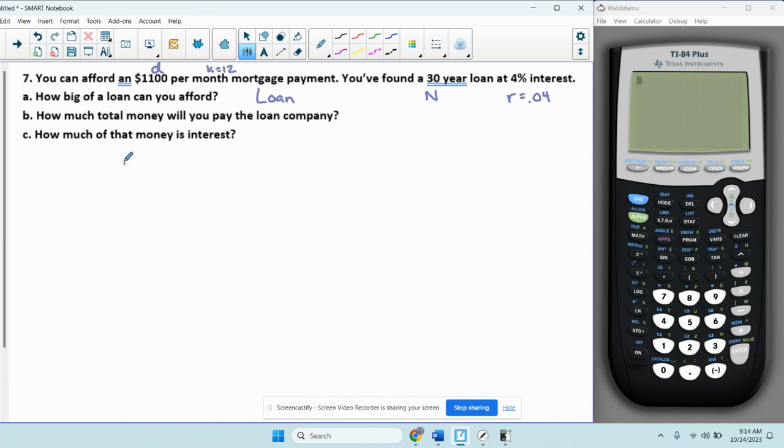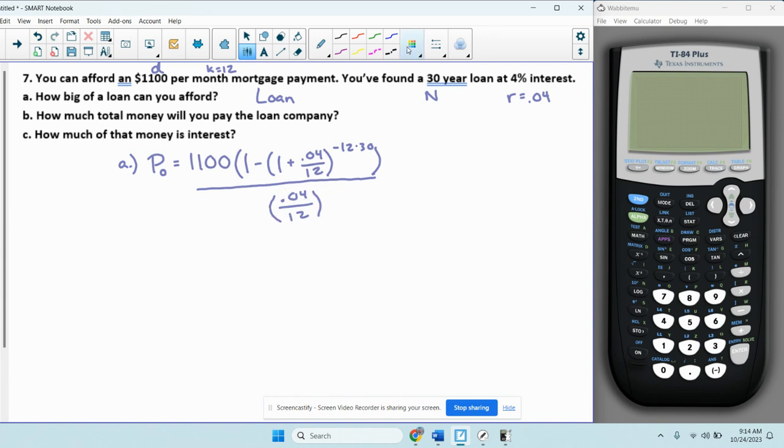So if I write out the formula, I have P sub N, or P sub 0, which is our loan amount, equals our loan payment times 1 minus 1 plus 0.04, our interest rate, over 12, to the negative 12 times 30 power, all over 0.04 over 12.